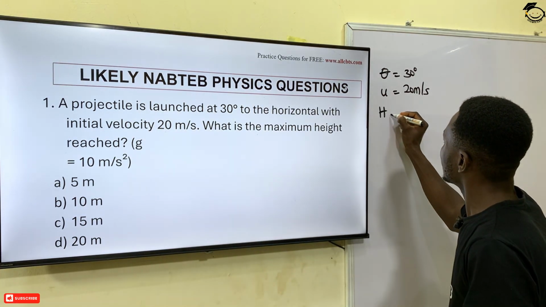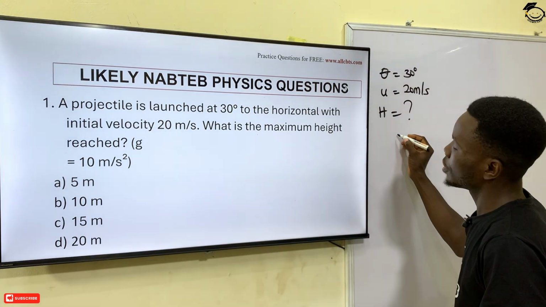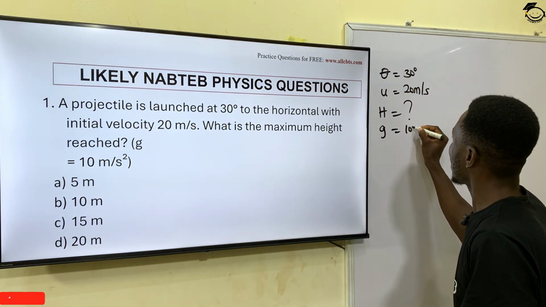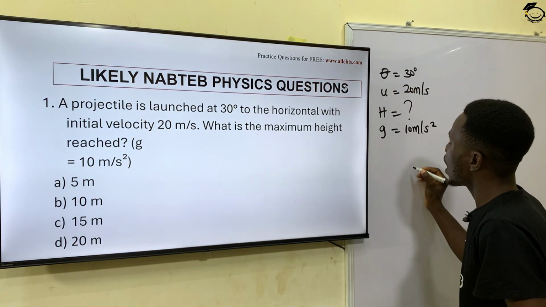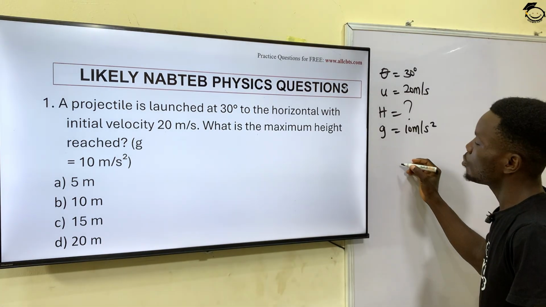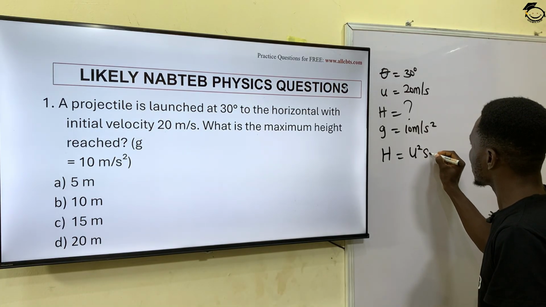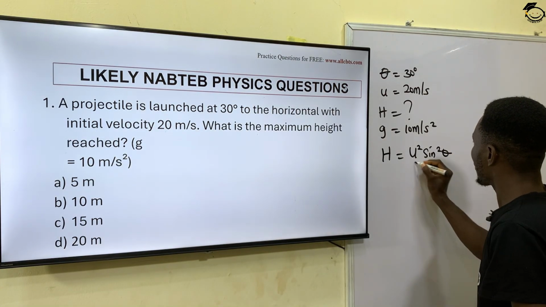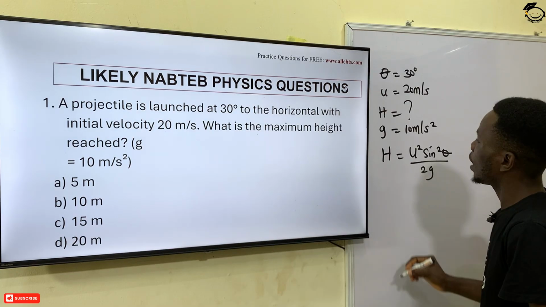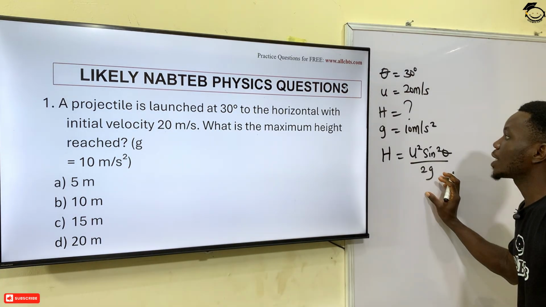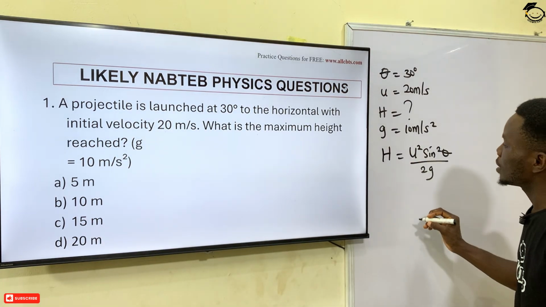The maximum height reached we do not know. But we're given g to be equal to 10 meters per second squared. And we know that for projectile motion, our maximum height is equal to u squared sine squared theta over 2g. This is the formula. So with this formula, we're going to find out the maximum height reached by this projectile.